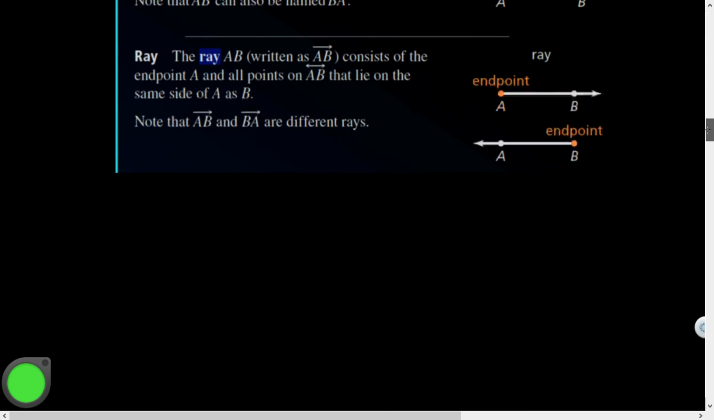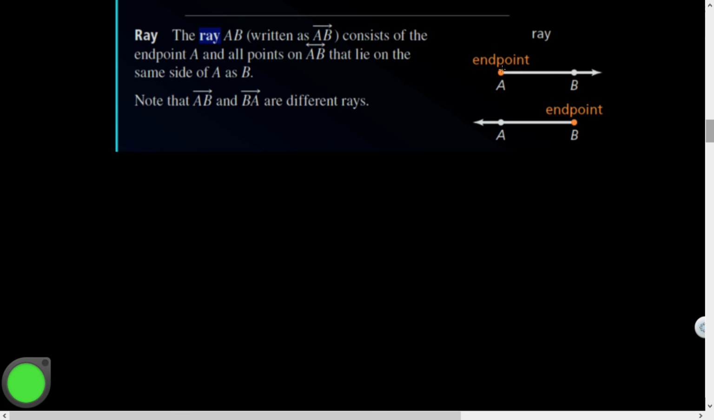Let's see, and then we've got ray. A ray has an endpoint and then still travels infinitely in one direction. These are different rays. Okay, so notice that, let's see if I can use an algebraic term. The name of a ray is not commutative. So AB and BA are different rays, right? And you can see that pictured right there.